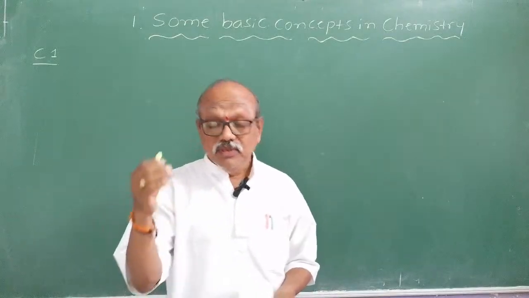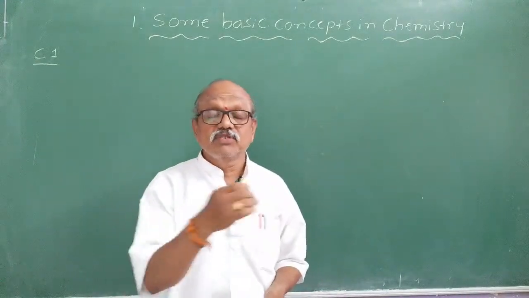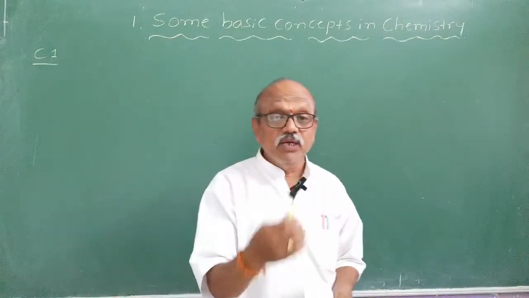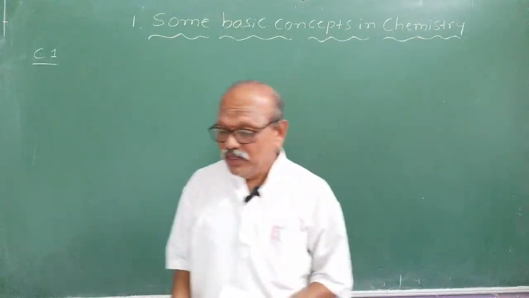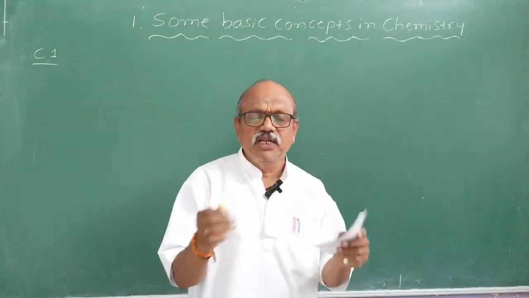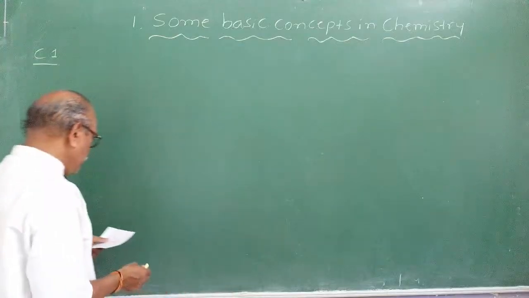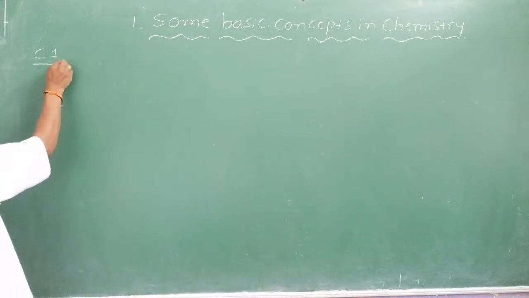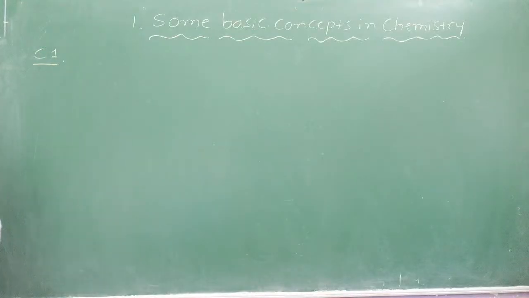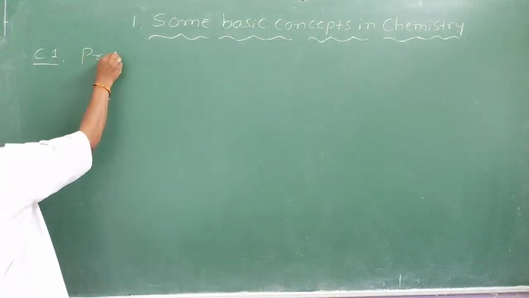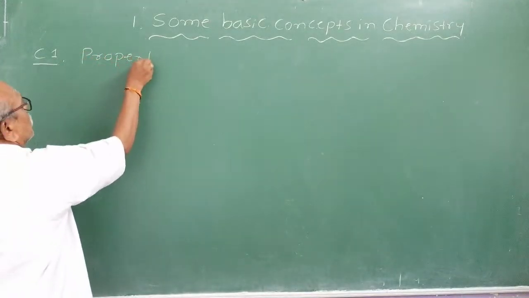Step 1, writing a symbol of the elements. Step 2, writing formula of the compound. Step 3, writing equation and balancing. Now here already you have sufficient information about basic things. Now in this particular chapter we'll be starting with the PUC 1 syllabus. We will start with the properties of matter and their measurements as the first topic, as the bridge course is completed.